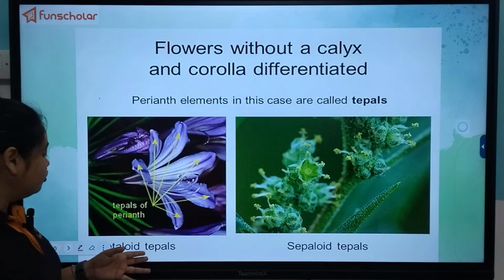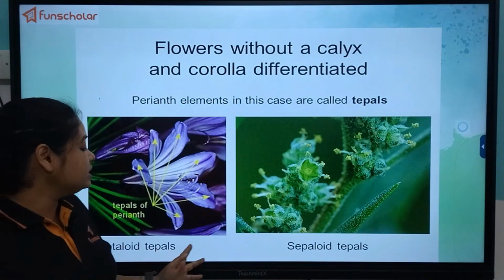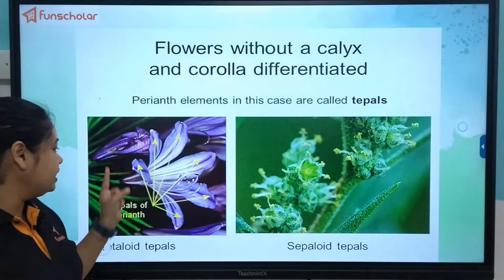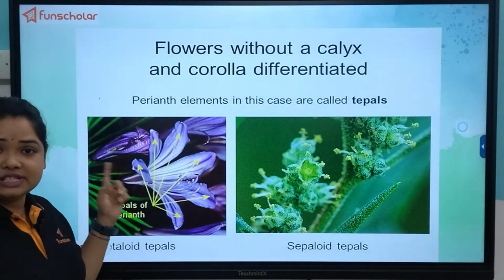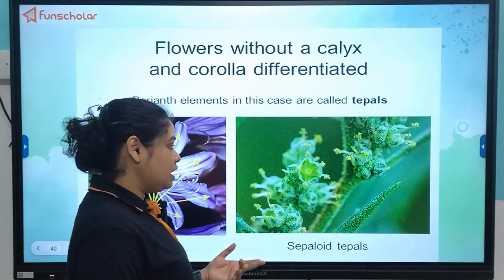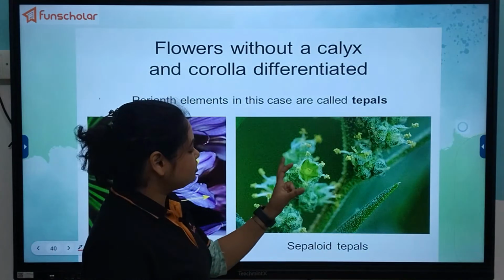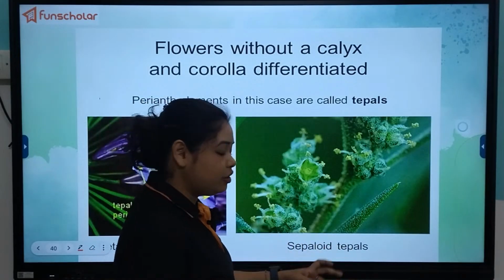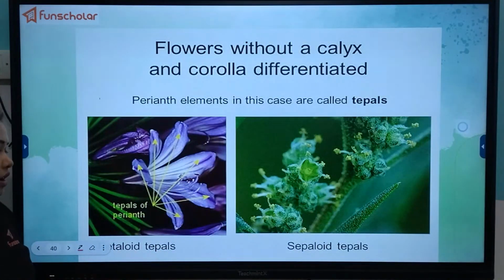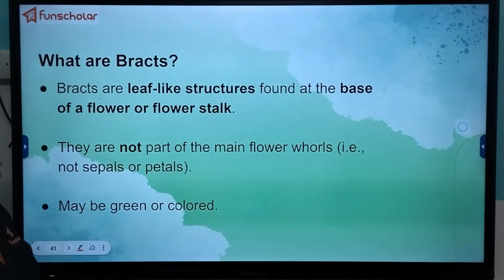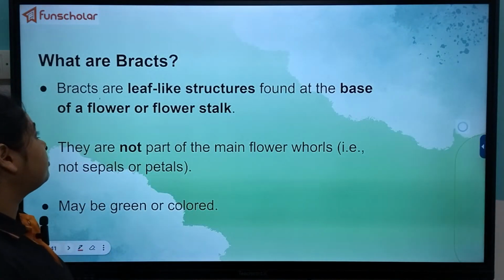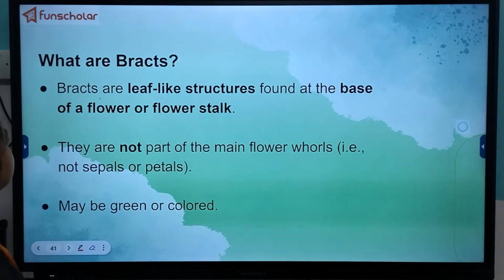So these are the two images of petaloid tepals and sepaloid tepals respectively. Here you can see the petaloid tepals are brightly colored but without any distinct sepals because they are fused together. And here also you cannot distinguish which one is the sepal and which one is the petal. But the green structures are present which represent the sepaloid tepals, and they are protective as well as conducting the photosynthesis process.